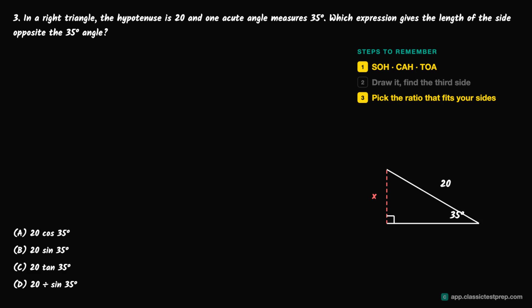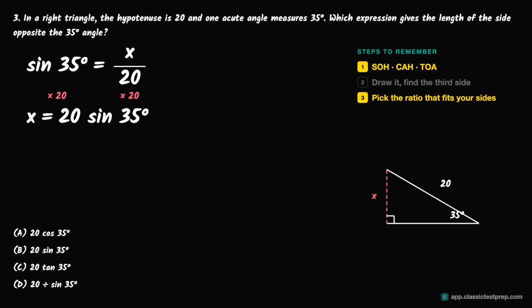So to return to the problem, pick the ratio that fits the two sides. We have the hypotenuse, and we want the opposite side. So what kind of relationship are we dealing with here? This is opposite and hypotenuse, therefore we want the sine, right? Sine is opposite over hypotenuse. That's the relationship we're looking for. So now we can set up an equation. Sine of 35 degrees equals x over 20. X is what we're looking for, obviously. And so multiply both sides by 20. X equals 20 times sine of 35 degrees. And that is answer B.